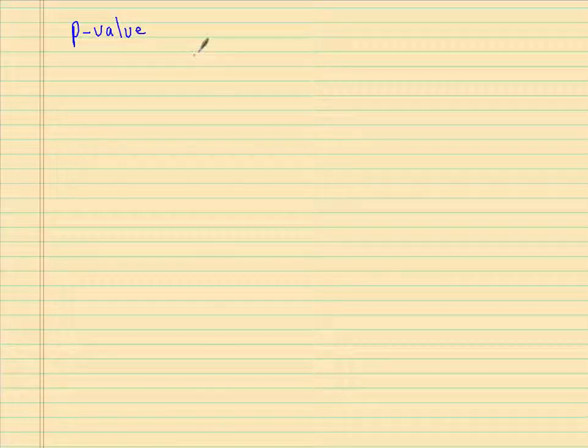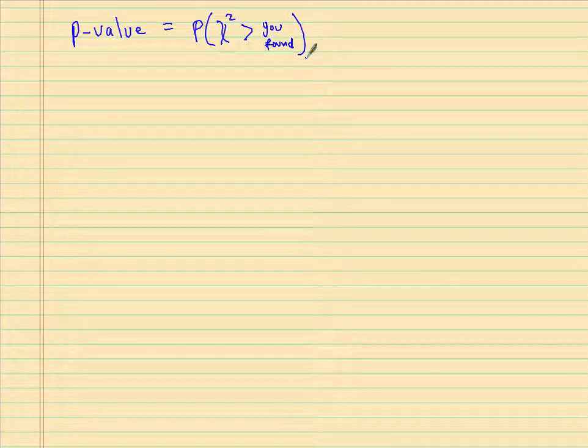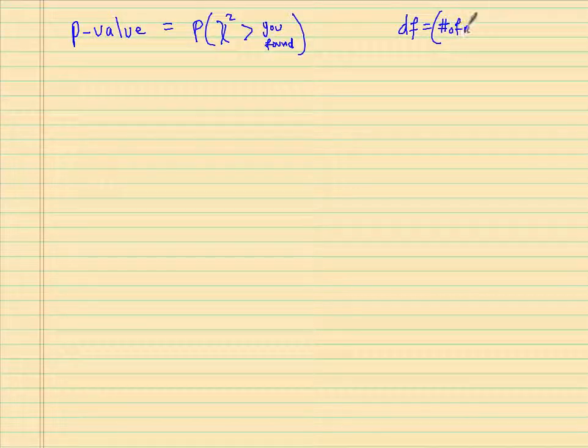There's two ways to do this. If you watch the other video where I talk about the chi-square more in depth, I'll show you how to reject using the table. So the p-value is the probability that chi-squared is greater than what you found. It's the probability you're going to get a chi-square that or greater given the null hypothesis is really true. And remember, when you do this, there's always a degree of freedom.